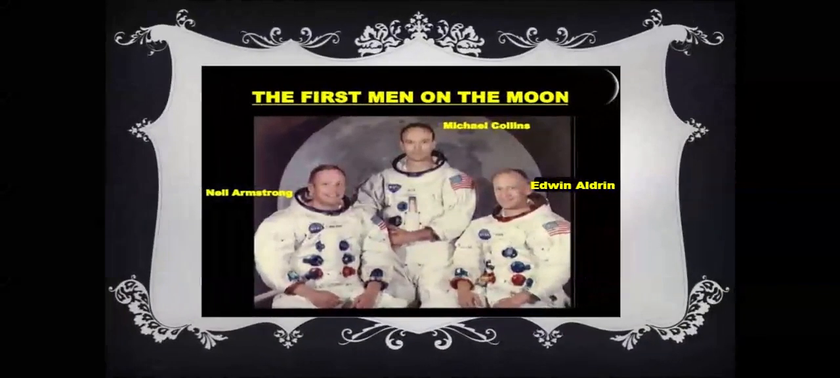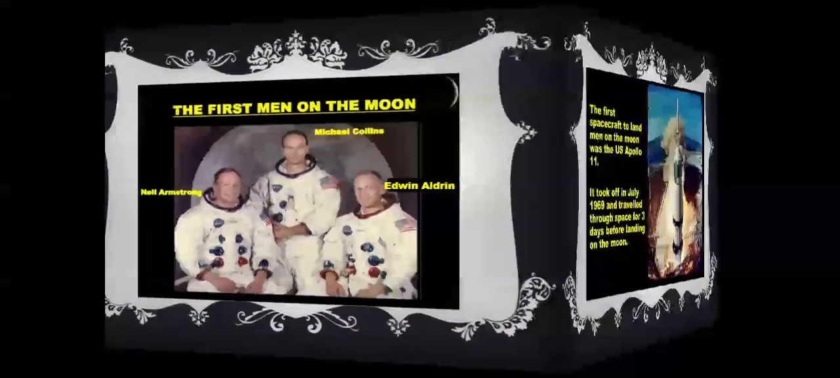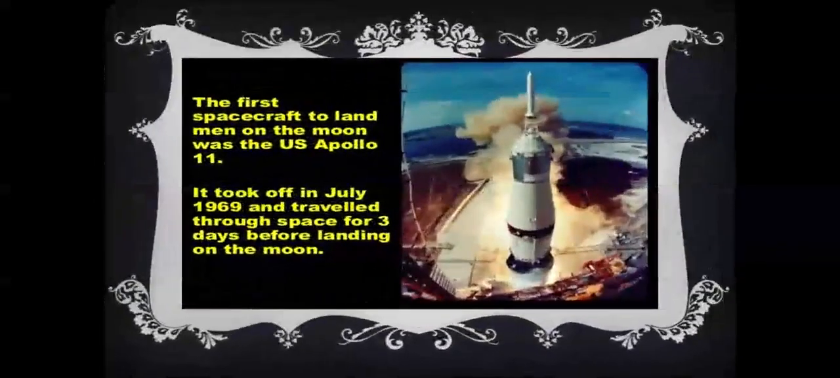Children, do you know who were the first men to go to the moon? Yes, children, you're correct. They were Michael Collins, Neil Armstrong, and Edwin Aldrin. And children, the first spacecraft to land men on the moon was the US Apollo 11. It took off in July 1969 and traveled through space for 3 days before landing on the moon.